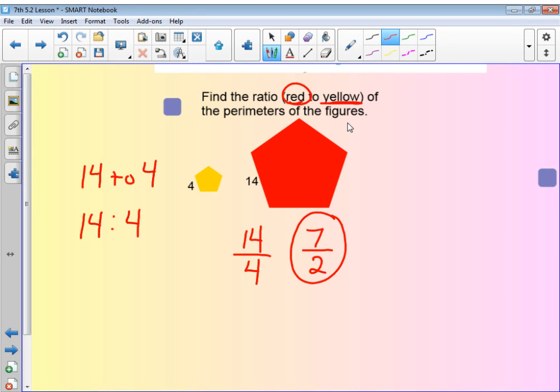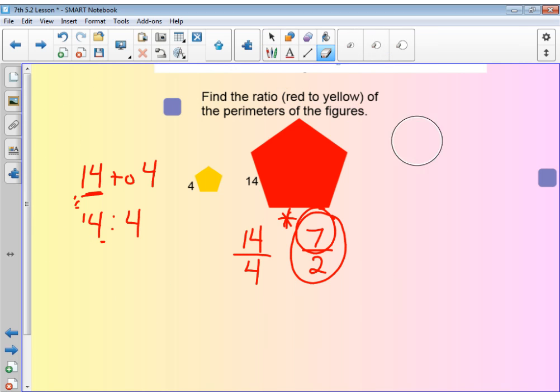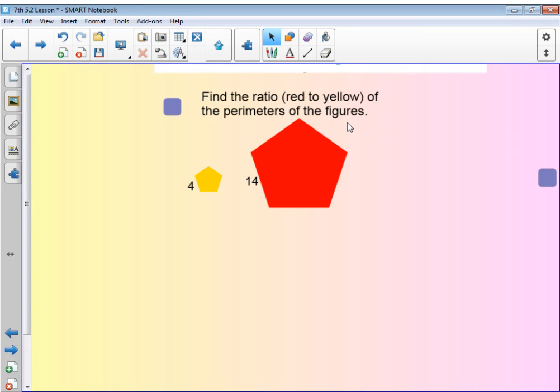But they asked red to yellow, so red was stated first. That has to go on the top of our ratio if we're setting it up as a fraction, or in the front if we set it up like this. Remember, all of these are interchangeable. This is the way our book is using them right now, in the ratio of a fraction format, okay? But they are all interchangeable. So you have to be prepared to be able to identify in any format.